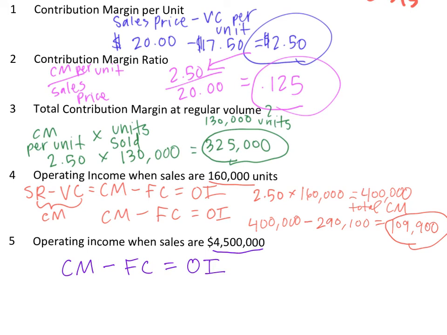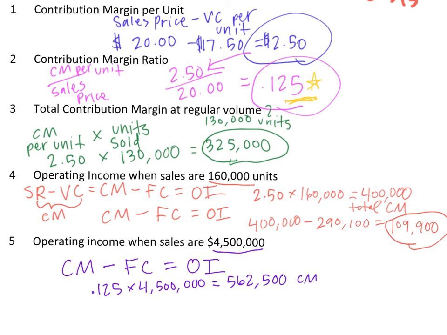To do that, I'm going to go back to the result of our second calculation, the contribution margin ratio, 0.125. If I multiply that ratio by the sales amount of 4.5 million, then that gives me the total contribution margin when sales are 4.5 million. And the result of that calculation is $562,500. That's our total contribution margin.